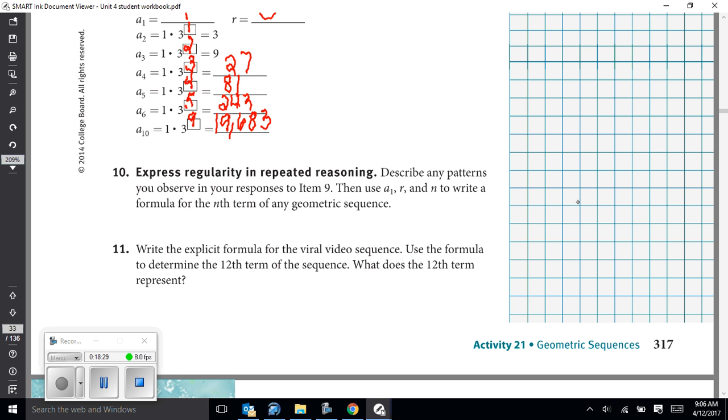Alright, so express regularity and repeated reasoning. Describe any patterns that you observe in your responses from item 9. Then use A1, R, and N to write a formula for the nth term of any geometric sequence.